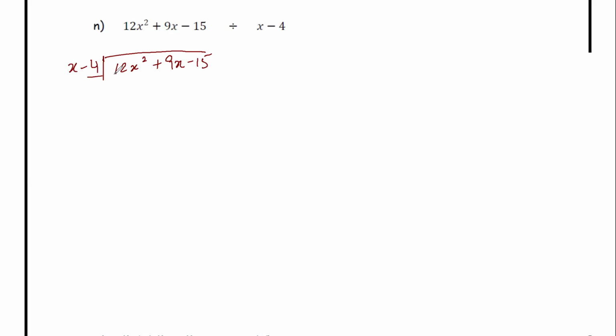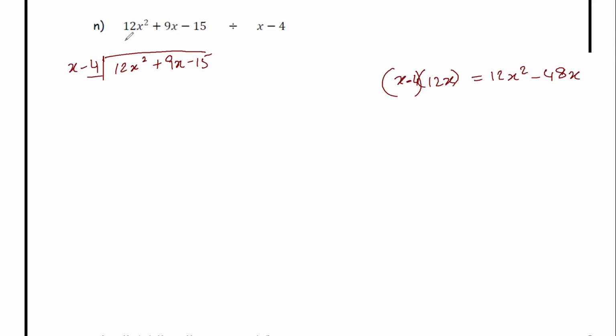So I need a 12x square. So x into what gives me 12x square? So it will be 12x. Correct. It's x minus 4, by the way. So x minus 4 into what gives me 12x square? x into 12x gives me 12x square. So minus 4 into 12x will be minus 48x.